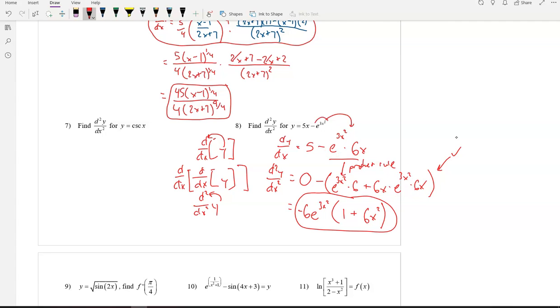Just like in the previous derivative that we took, e to the 3x squared, its derivative, which is what we're doing again, is e to the 3x squared times 6x. So it shows up twice. All right. Other questions? What else would you like to see done? Number 7. All right, the other second derivative. You got it.